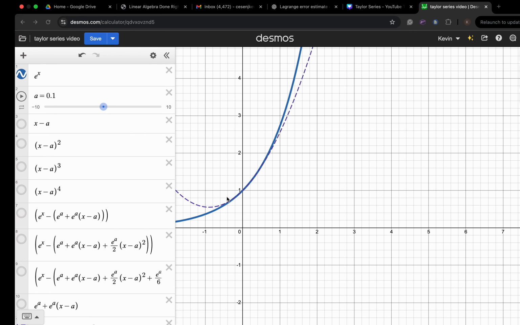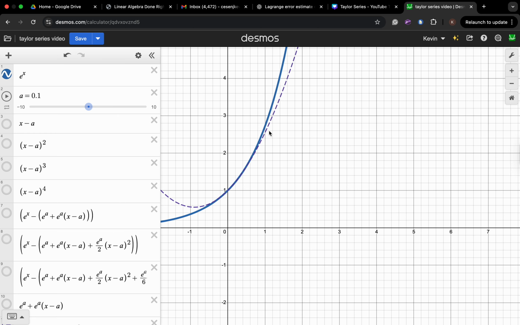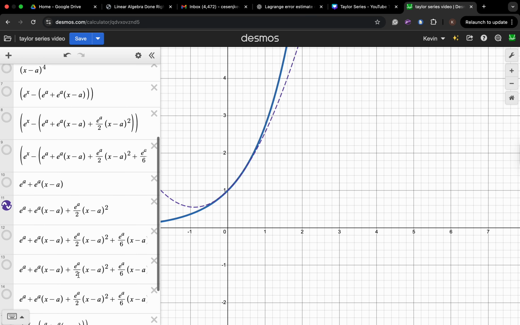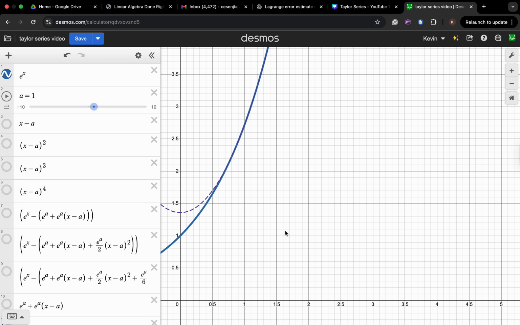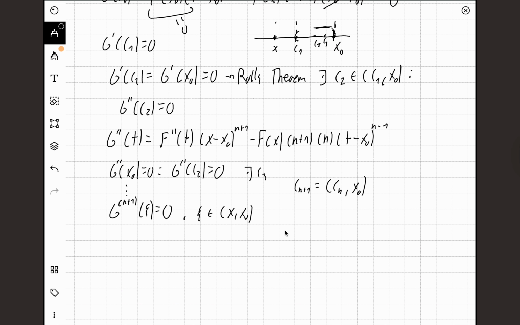Again, in the original example, if x was 1, and we're looking at the error of our approximation up to the second power at x equals 1, then this epsilon would be somewhere between 0 and 1, because 0 is our point of expansion. If we expand it at the point 1, and we're looking at the error at the point 2, it'll be between 1 and 2. So this is our big result: the n plus 1 derivative of g at a point epsilon equals 0 for an epsilon between x and x0. Now we are almost done with the proof.